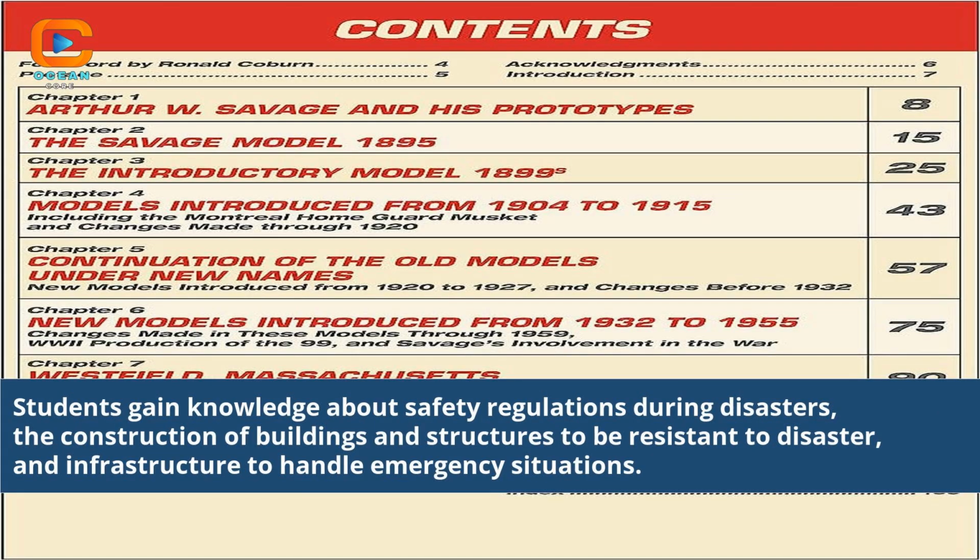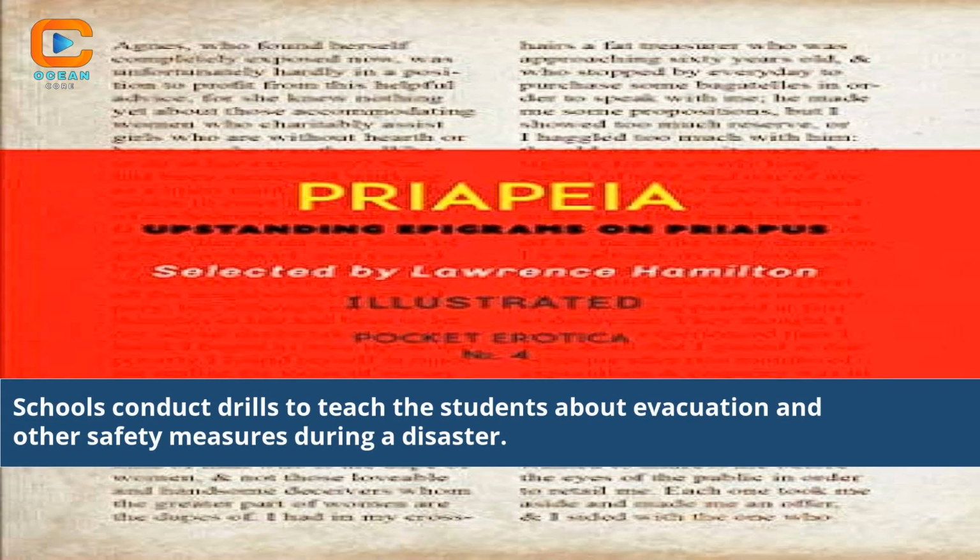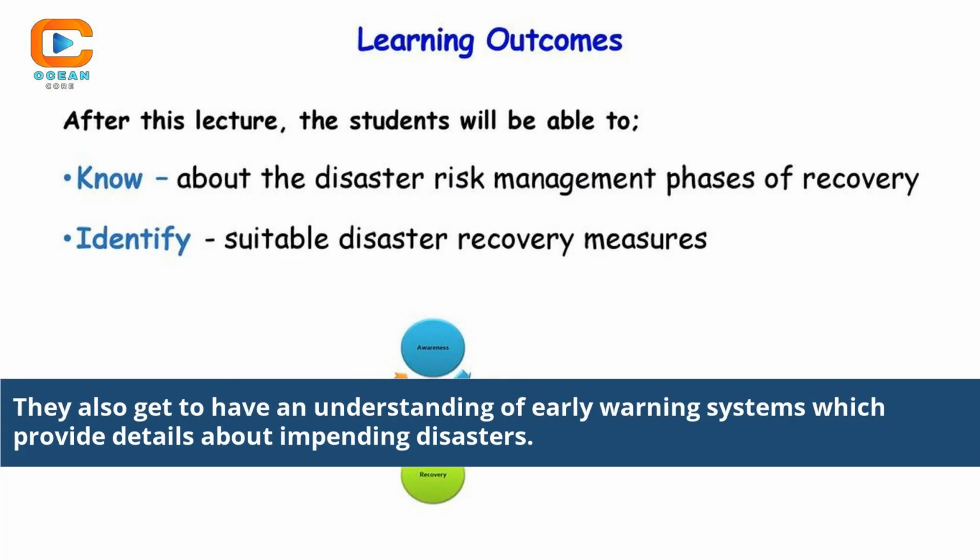Students gain knowledge about safety regulations during disasters, the construction of buildings and structures to be resistant to disaster, and infrastructure to handle emergency situations. Schools conduct drills to teach the students about evacuation and other safety measures during a disaster. They also get to have an understanding of early warning systems which provide details about impending disasters.